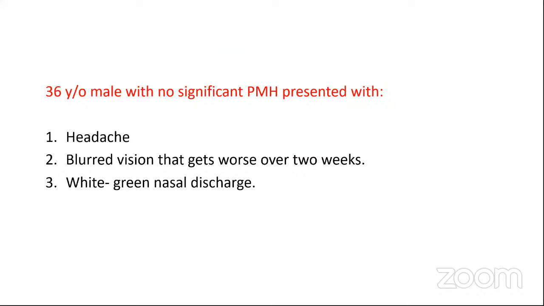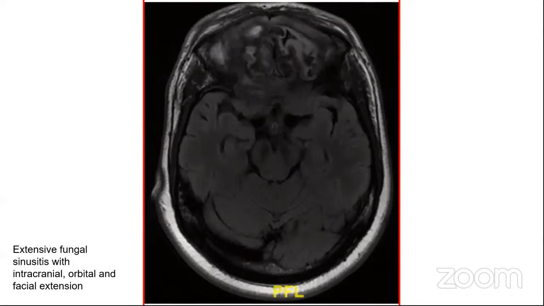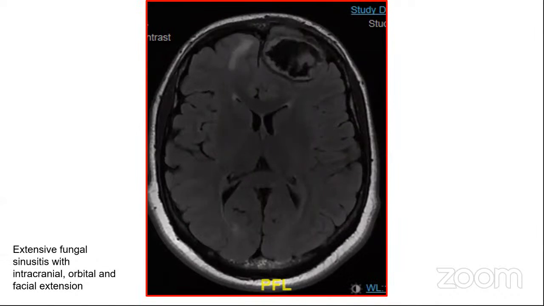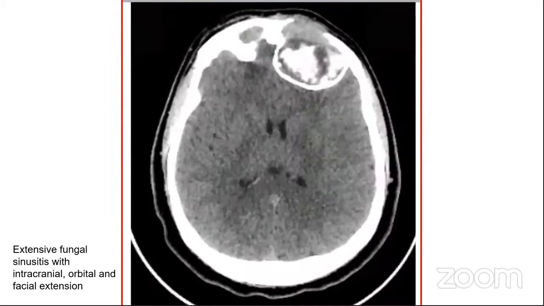Our patient is a 36-year-old male with no significant past medical history, presented with headache, blurred vision for the last 2 weeks, and white-green nasal discharge. Radiology imaging showed extensive fungal sinusitis with intracranial, orbital, and facial extension. As you may want to see here, there is intracranial orbital facial extension on the left side. And this is another picture.